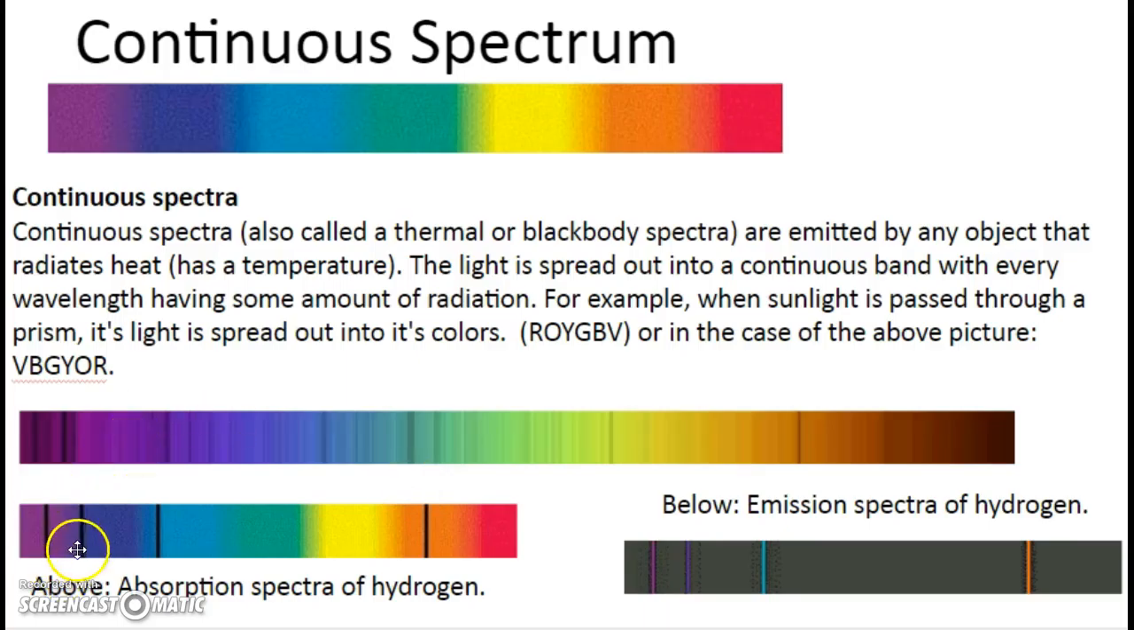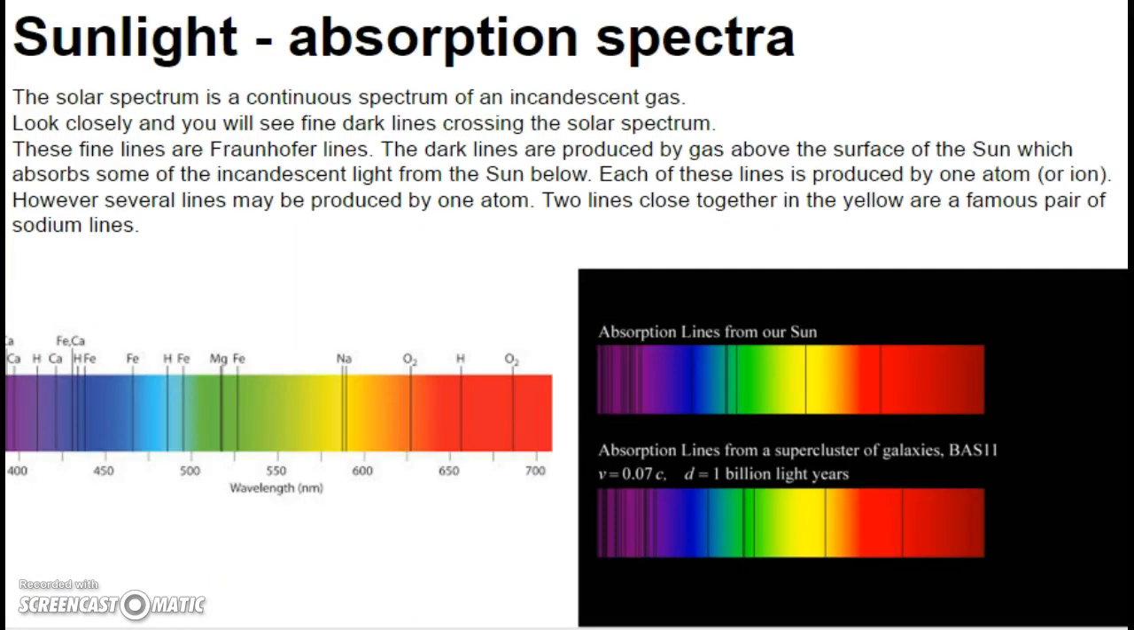So if this is hydrogen, and I align this and correspond it to some absorption spectral readout that I get, I can see if the wavelengths that are missing here are consistent with the signature or the fingerprint for hydrogen. I can say very confidently that this material is emitting these spectral signatures of hydrogen. It must contain hydrogen. So when we look at sunlight, we're really looking at the absorption spectra. The solar spectrum is a continuous spectrum of incandescent gas.